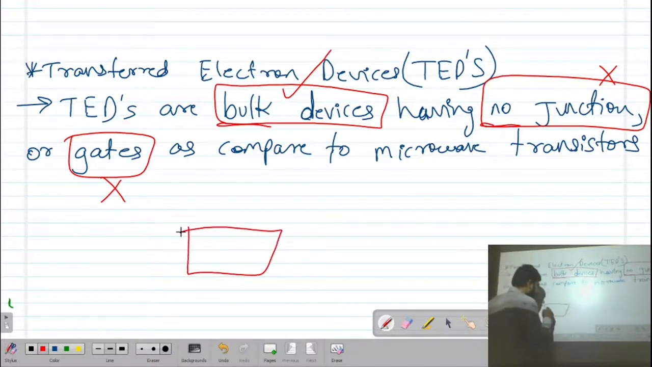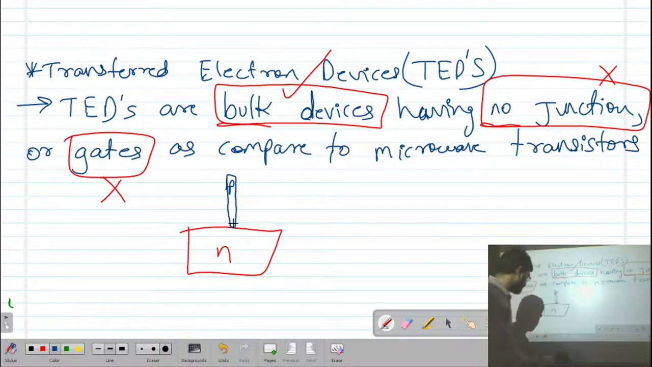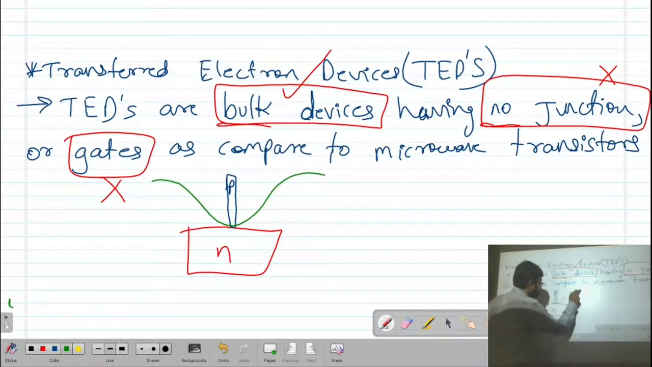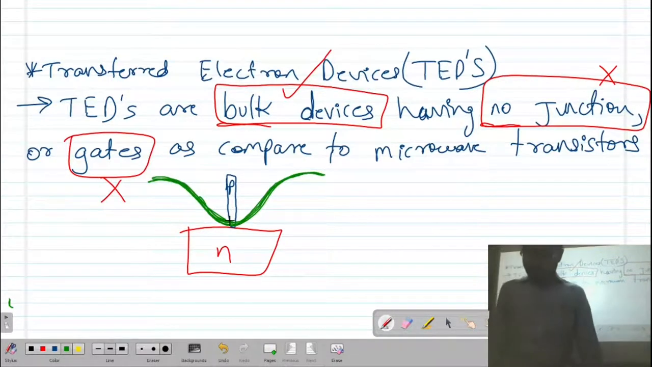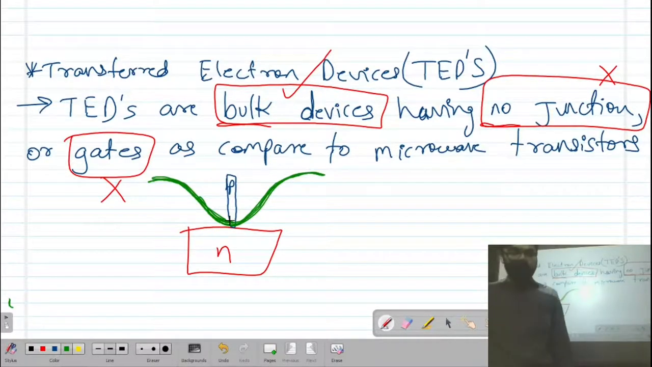Means if you have an N-type, then the P-type material will be something like this. This is known as point contact. This area will act as a point contact device, or you can have contact like this. This kind of device structure will be there in the Gunn effect device, the Gunn diode. So this is all about the transferred electron devices.